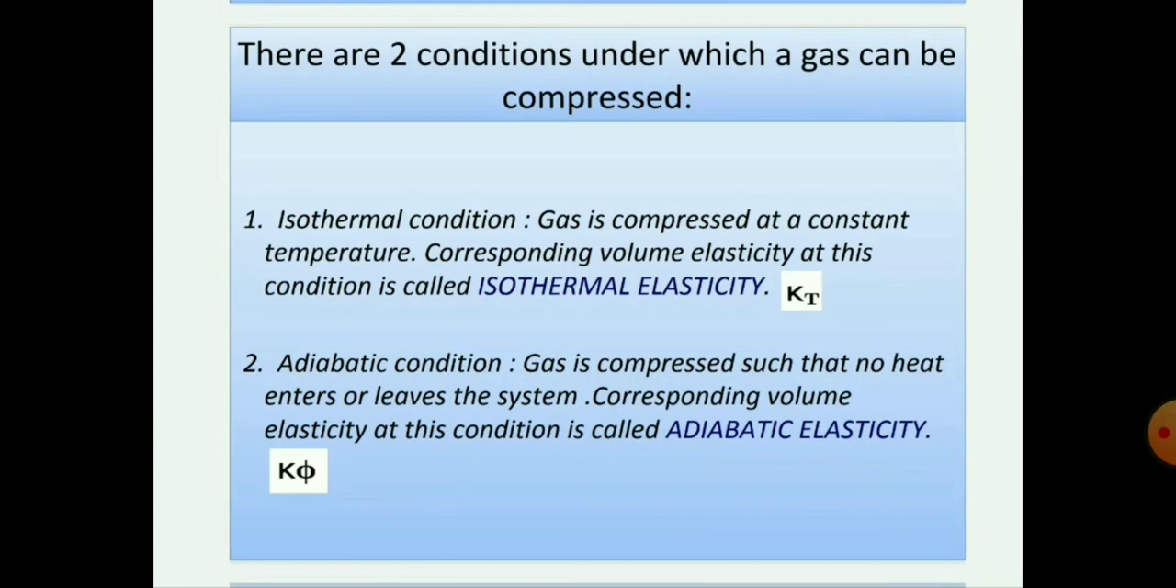And the second is the adiabatic condition. When a gas is compressed such that no heat enters or leaves the system, the corresponding volume elasticity obtained at this condition is called adiabatic elasticity. It is represented as K phi.